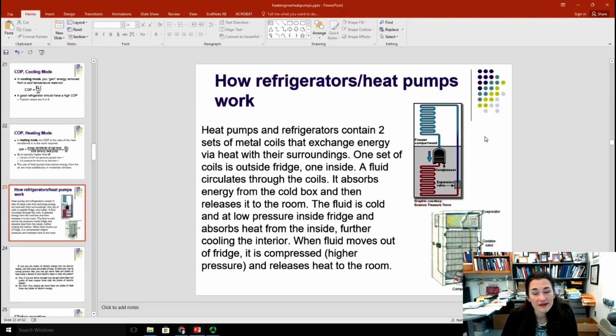The fluid absorbs energy from the cold box and then releases it to the room. The fluid is cold and at low pressure inside the refrigerator, and it absorbs heat from the inside, further cooling the interior. And then, when the fluid moves out of the fridge, it's compressed to a higher pressure and it releases heat to the room.